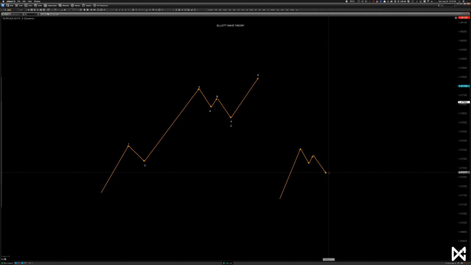Wave 3 is the largest run that we have, so it just explodes to the upside. Wave 4 is now a simple pullback. And lastly, wave 5.